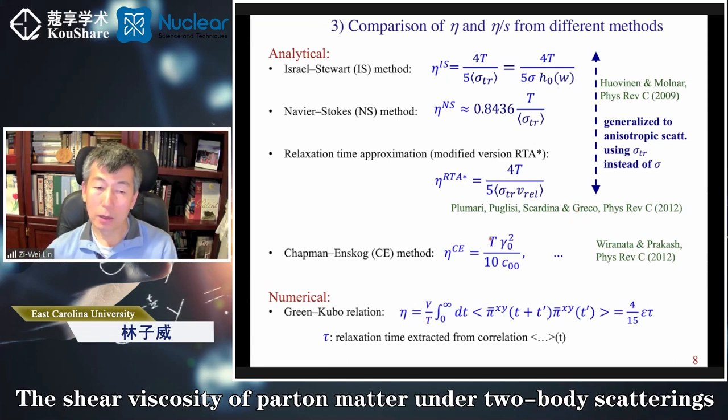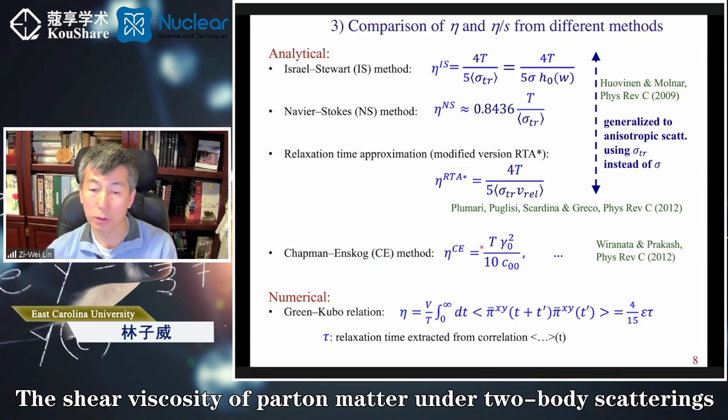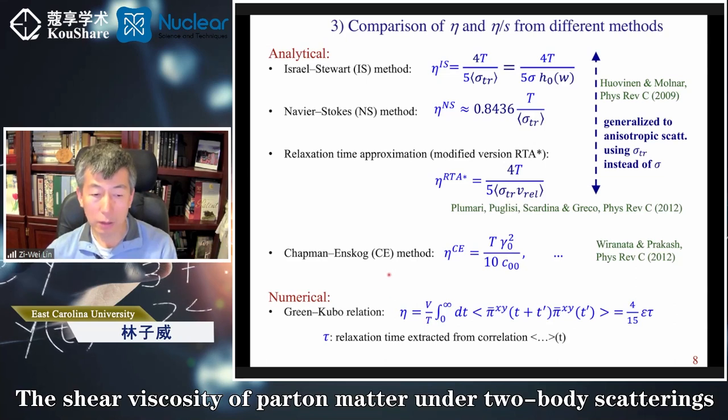But for the other two methods, the analytical Chapman-Enskog method, which we would often call the CE method, that's regardless of the angular distribution. So the formula is the same. That's also the case for the Green-Kubo relation.